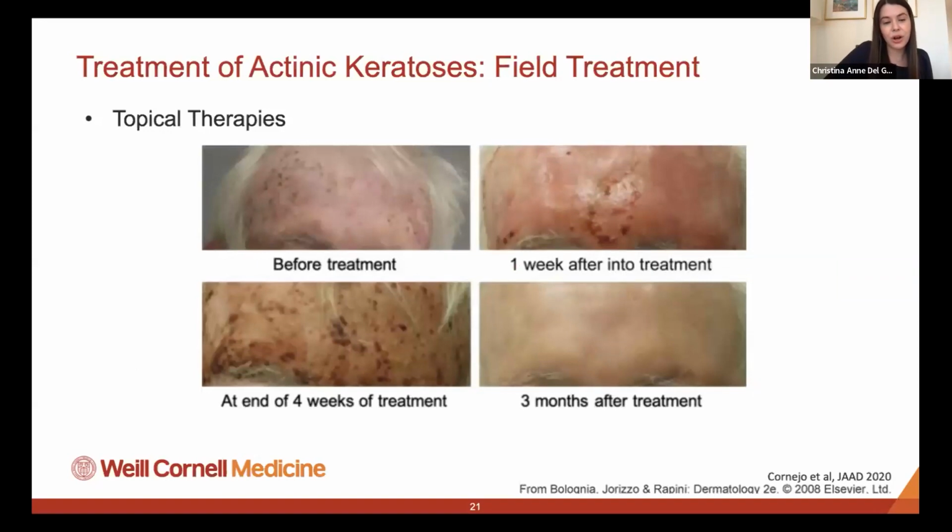So this is a picture of a man's forehead. If you look at his before treatment, you can see he has a lot of these scattered precancers. And so 1 week into treatment with the topical chemotherapy 5-fluorouracil, you can see that he's got some redness, some crusting of some of these spots, which gets much worse by the end of the 4th week of treatment, which is the end of the treatment. You can see he's very red, crusty, but by 3 months after treatment, all of his precancers are gone and his forehead looks great. So it is a process, but it does work.